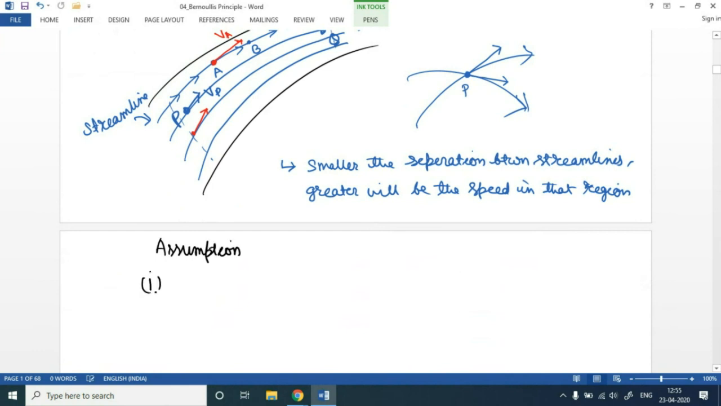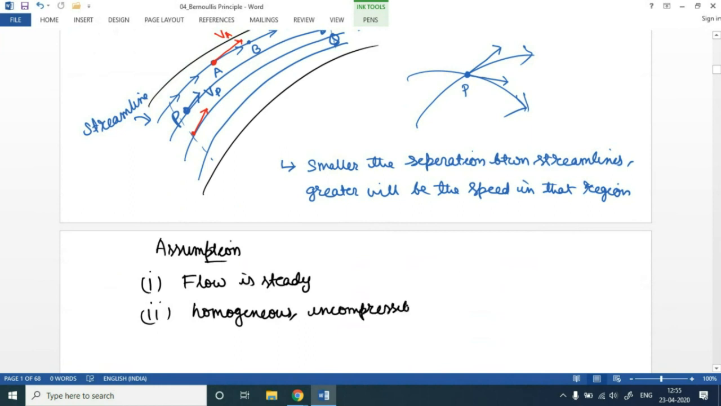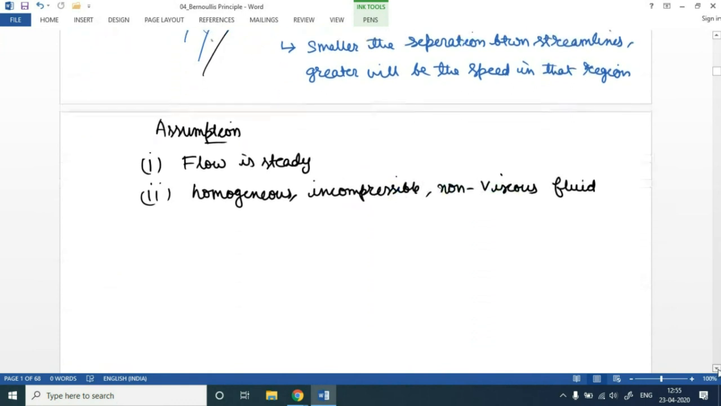So first assumption: the flow must be steady. That would be one assumption we will be taking. And the second assumption we would be taking is homogeneous. The fluid must be homogeneous and incompressible also, you must say. And there must be no energy losses during the flow, so we wish to have a non-viscous fluid for our analysis. So with these assumptions, we will be proceeding with our discussion.